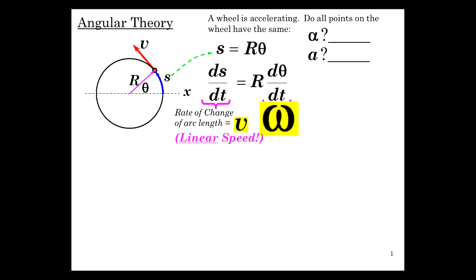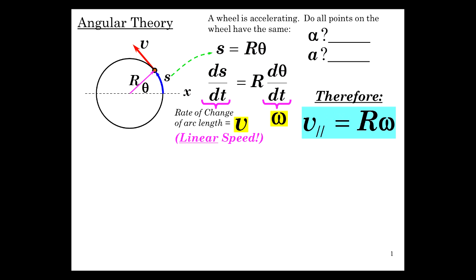And then r d theta/dt is the rate of change of angular position, which is angular velocity. So the parallel or the tangential speed of the particle is r omega. So regardless of any acceleration at this point, the speed at this given moment is r times omega.